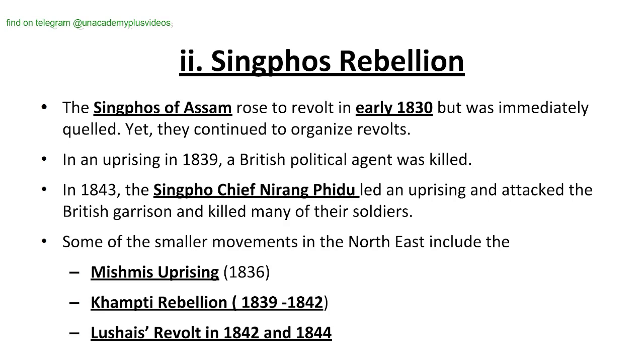Singpho's rebellion. The Singphos of Assam rose to revolt in early 1830 but were immediately quelled, yet they continued to organize revolts. In an uprising in 1839, a British political agent was killed. In 1843, the Singpho chief Nirangkidu led an uprising and attacked the British garrison and killed many of their soldiers. Some of the smaller movements in the northeast include the Mishmi Uprising of 1836, Khamti Rebellion of 1839 to 1842, and Lushai's Revolt in 1842 and 1844.